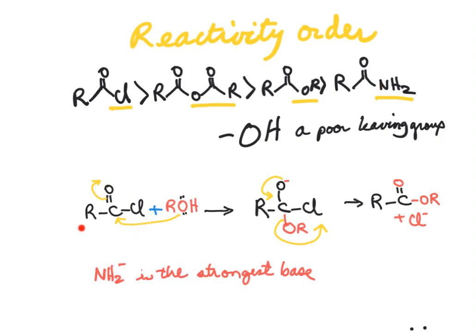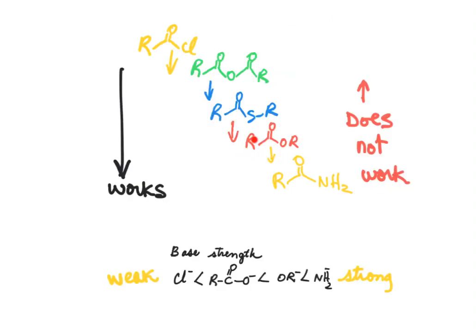Once we get an acyl halide, we can use this substance to prepare other derivatives of carboxylic acids. An ester can be prepared from an acyl halide, but an acyl halide cannot be prepared from an ester. This is because the OR group is a stronger base than the Cl-.